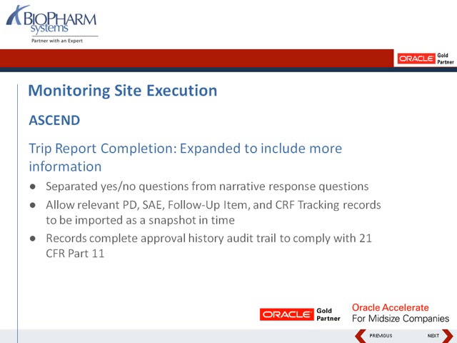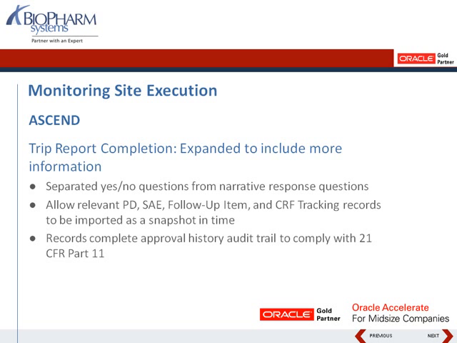Also, the Ascend trip report allows protocol deviations, serious adverse events, site follow-up issues, and CRF tracking records to be imported as a snapshot into the trip report as well. These imported records are essentially copies of original records, which means that if after a record has been imported into the electronic trip report, the original record is updated, the record in the trip report remains unchanged. So we're truly capturing a snapshot in time of what those items look like at the site during that site visit. In this way, the trip report serves as that true snapshot in time that includes several important details about the status of the site during that site visit.